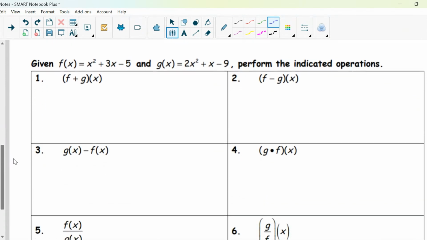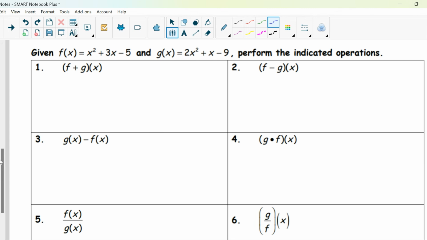So this is what problems will look like on a test or quiz for composition and function operations. So right here, we are given that f of x equals x squared plus 3x minus 5, and g of x equals 2x squared plus x minus 9. So we're going to perform the following operations. I know they're all written in slightly different forms between the two different definitions, but number one here is showing addition. So this just means that we're taking f of x plus g of x. So let's write that out.